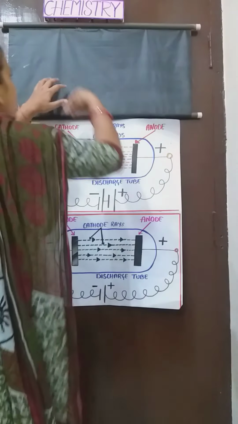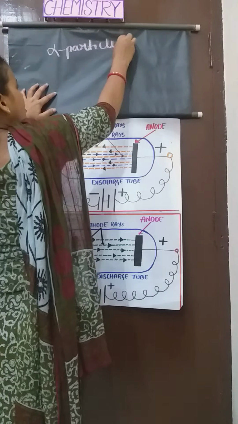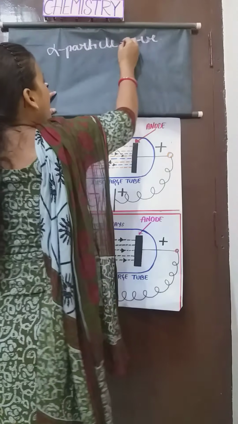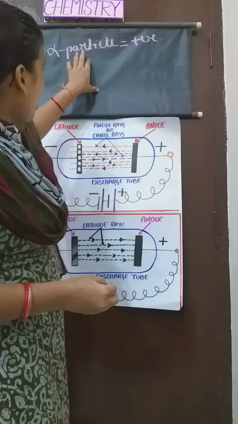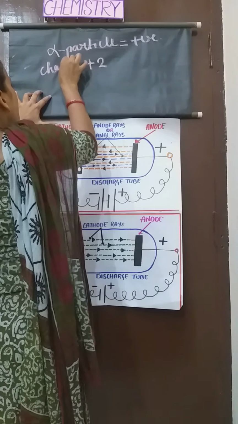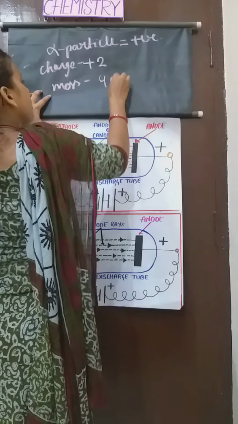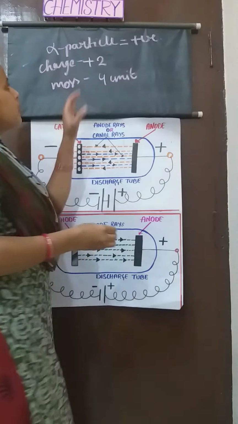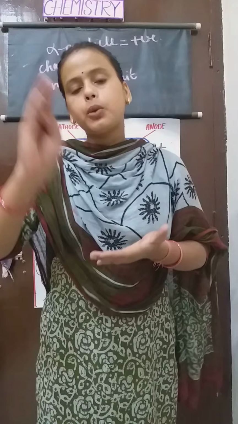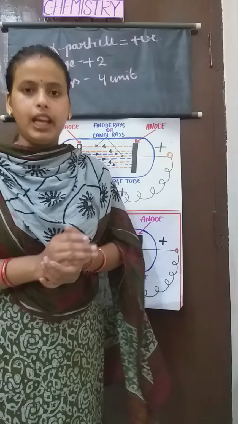Let us understand what alpha particles are. They are positively charged particles, just like protons, but the charge of this particle is +2 and the mass is 4 units. They took this particle because it has the tendency to penetrate through matter, any matter.